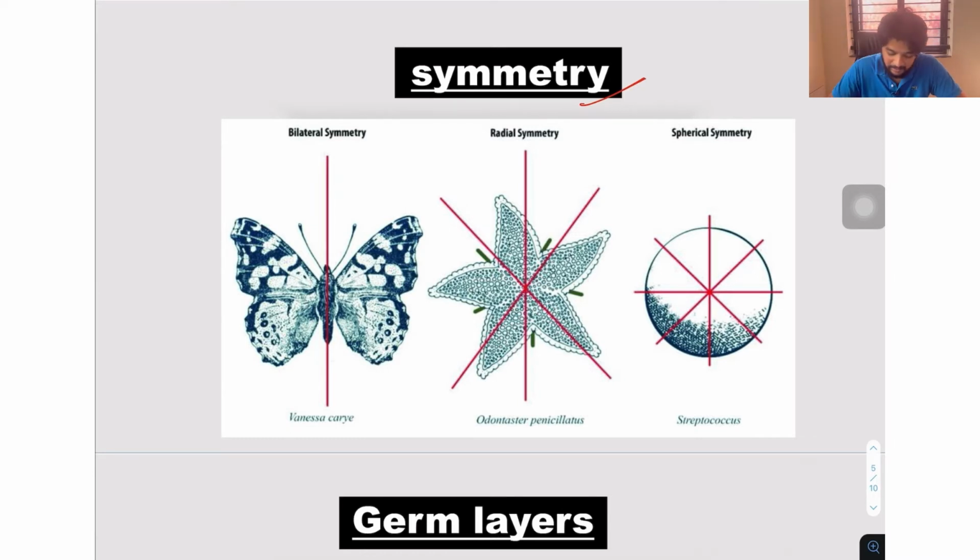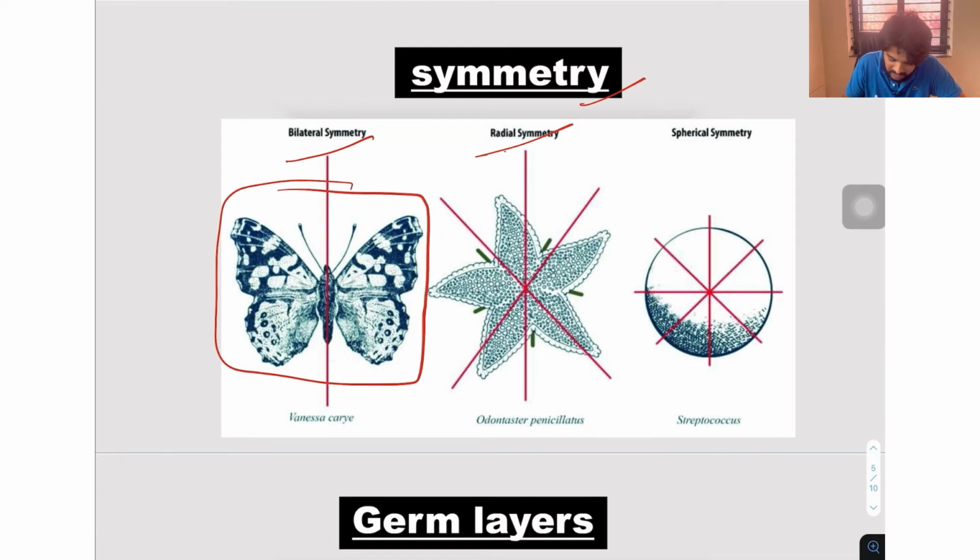Here basically we can observe two types of symmetry, that is bilateral symmetry and radial symmetry. Bilateral symmetry is a type of symmetry where, I will clearly define, butterfly is an example for bilateral symmetry. It can be defined as formation of two equal parts when an organism is cut into half, passing through the center in only one plane.